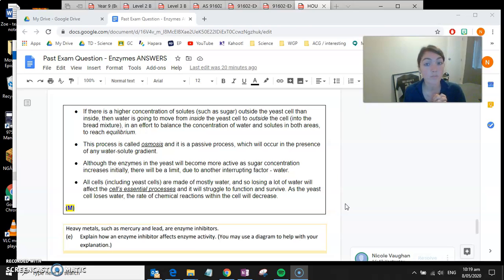This process is called osmosis, and it's a passive process which will occur in the presence of any water solute gradient, any differential between the concentrations of water in two areas or solute in two areas, and osmosis will occur by itself. It just does it.